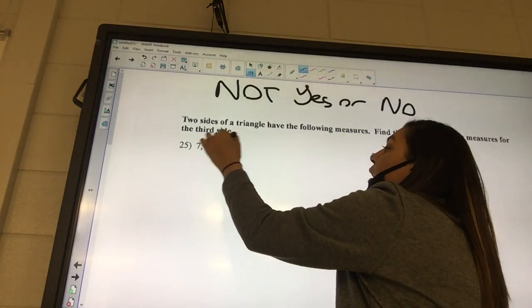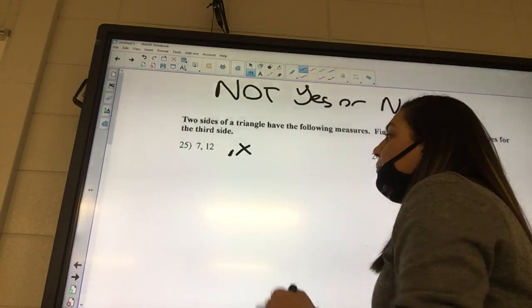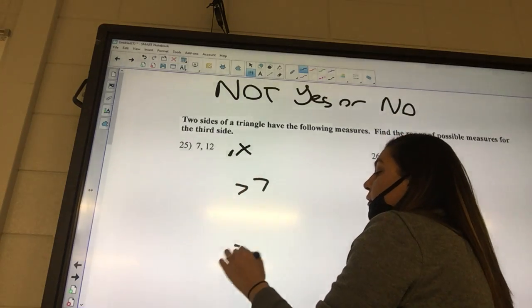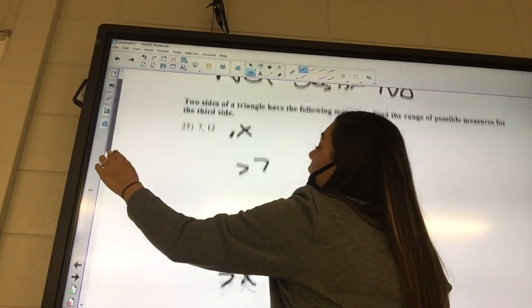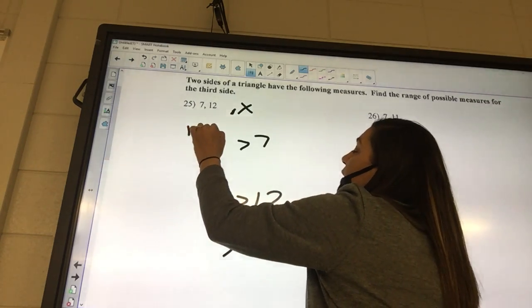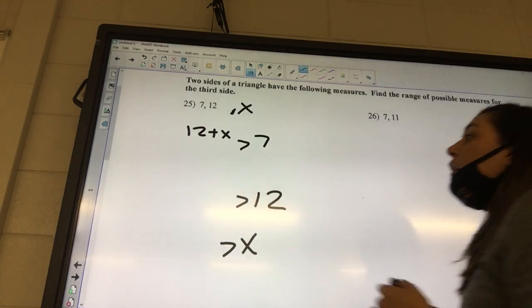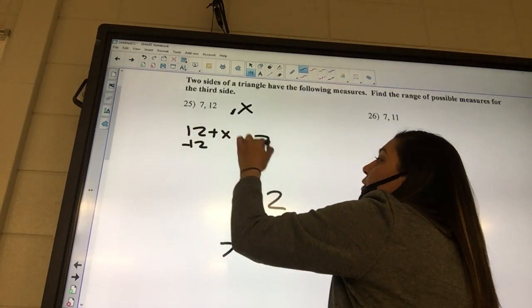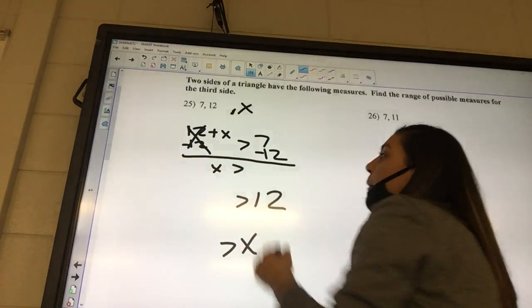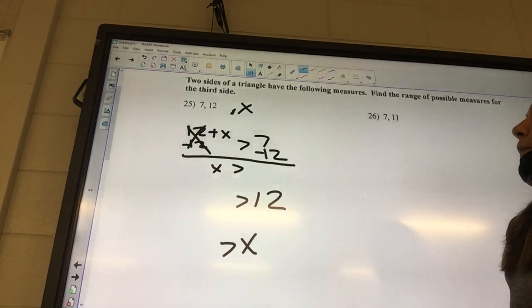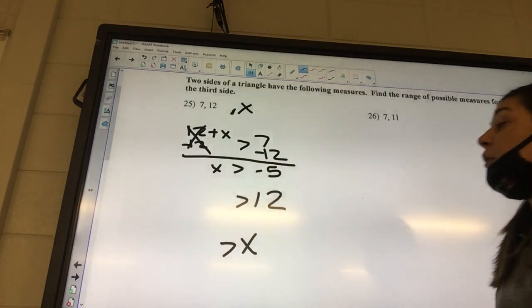So we can say 7, 12, x. So you're going to say greater than 7, greater than 12, greater than x. Okay, so for the first one, I'm going to say 12 plus x is greater than 7. We got to subtract 12 from both sides. We got to get x by itself. So 7 minus 12 is what? Negative 5. So no, this one isn't going to work.